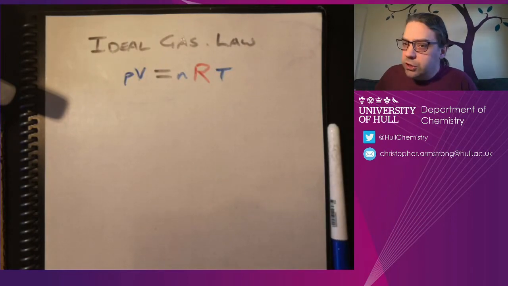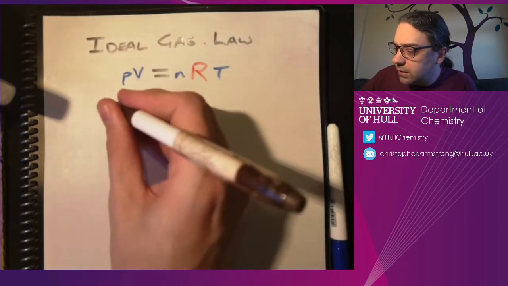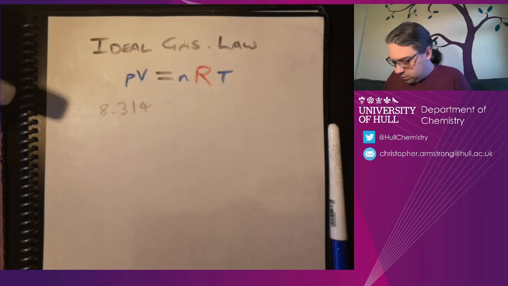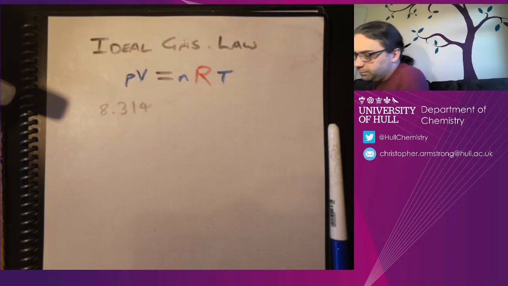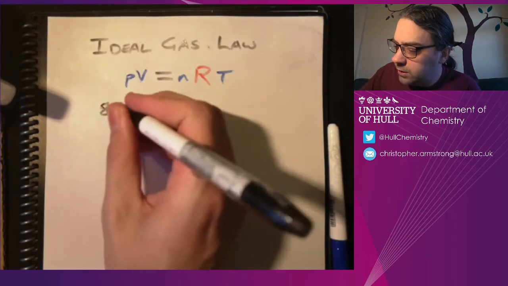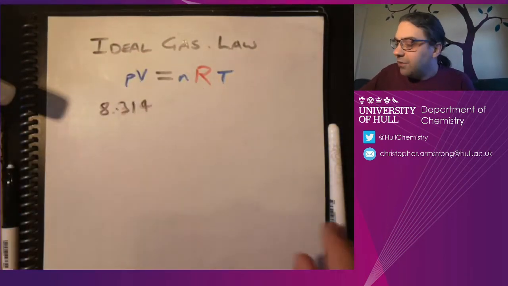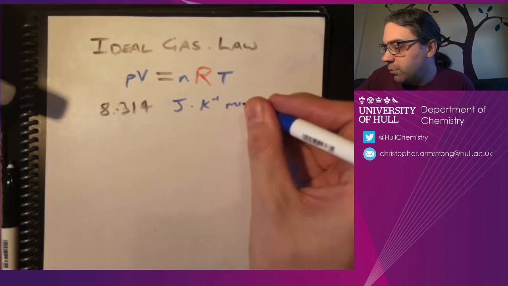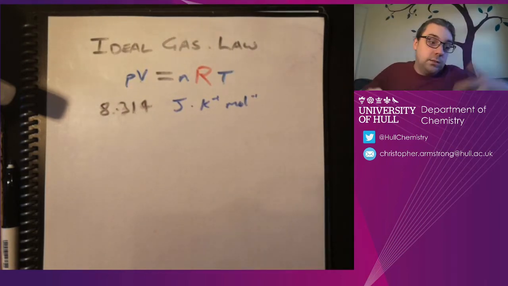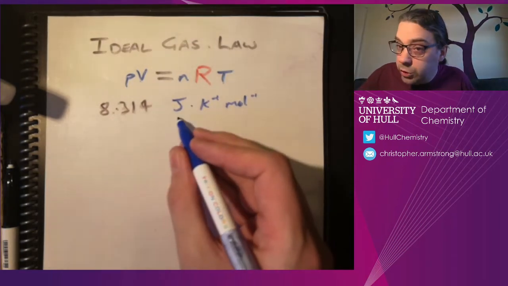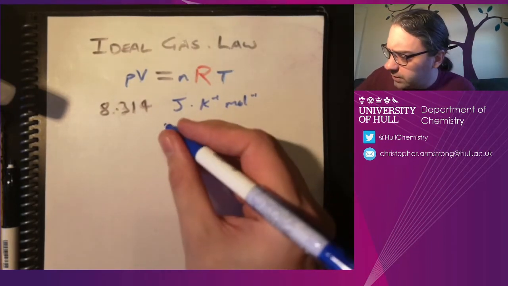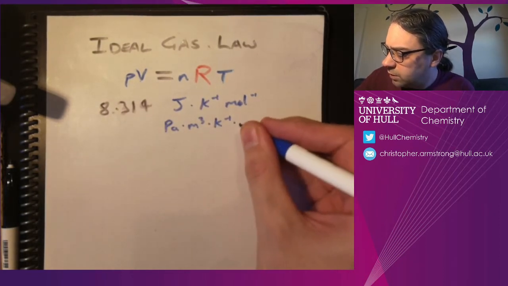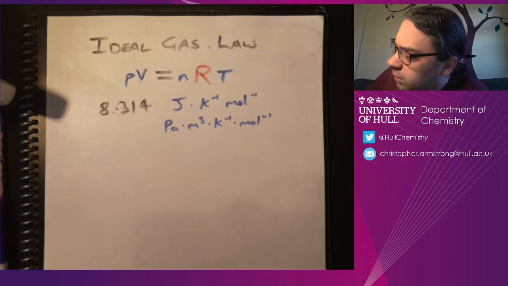Now the gas constant is usually written down as 8.314. Maybe I'll get a better pen for that. There you go. 8.314, and the unit for it is joules per Kelvin per mole. And if you're not immediately aware of that, joules is basically pascals times meter cubed. So we could write down there pascal meter cubed per Kelvin per mole. It would be the same number.